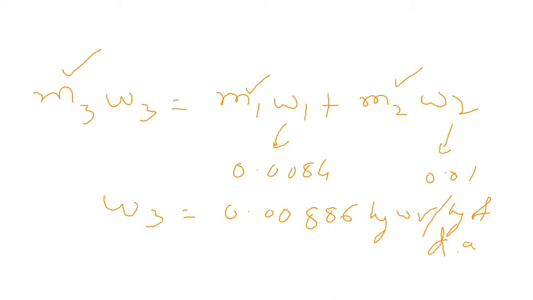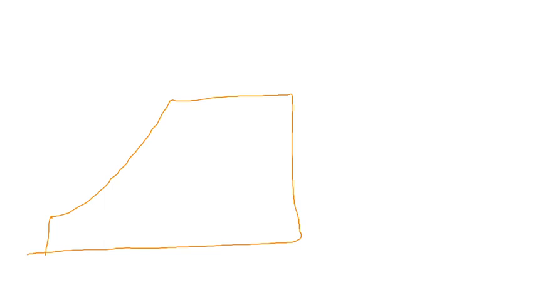Okay, so once you get the value of omega 3, you know the state 1, you know the state 2, and you know the state 3. How do you know? You don't know the state 3 now, but you know what is the value of omega 3, and you know what is the value of H3. So that would fix the state 3.